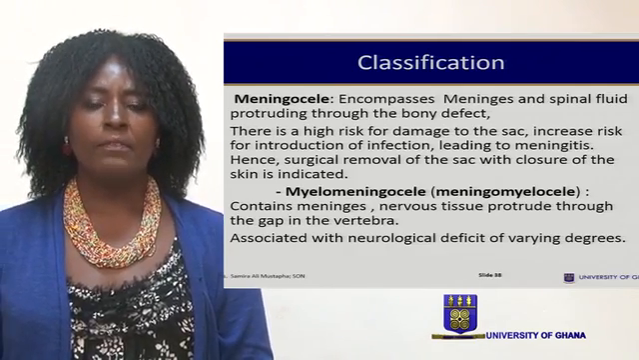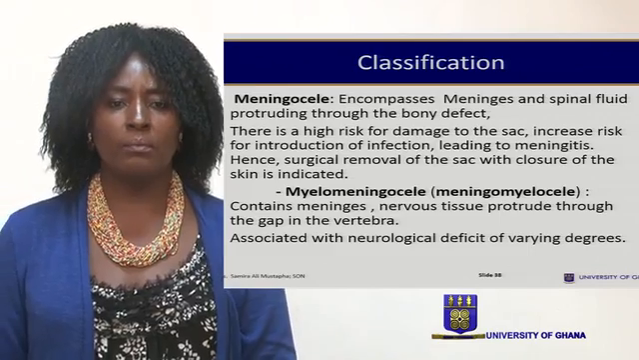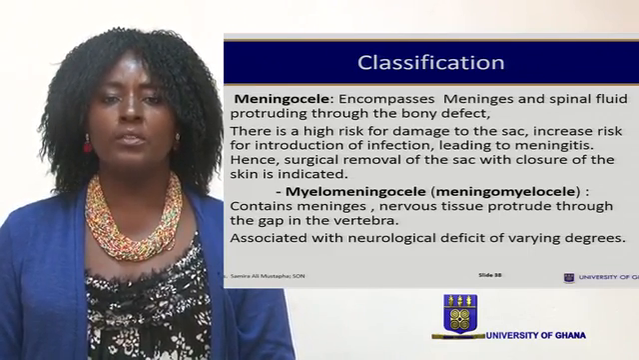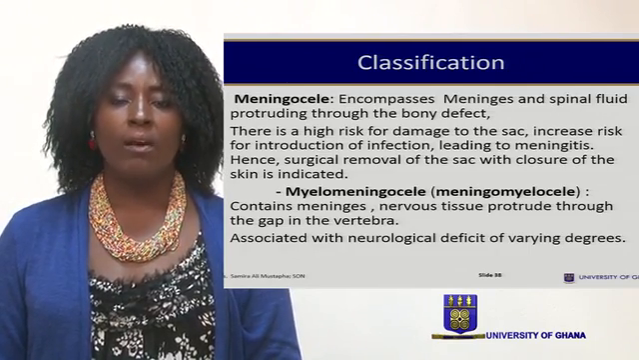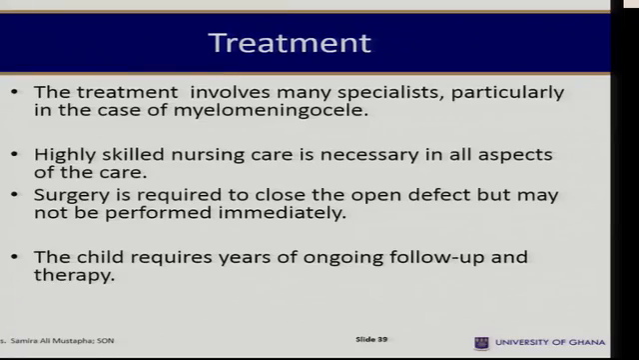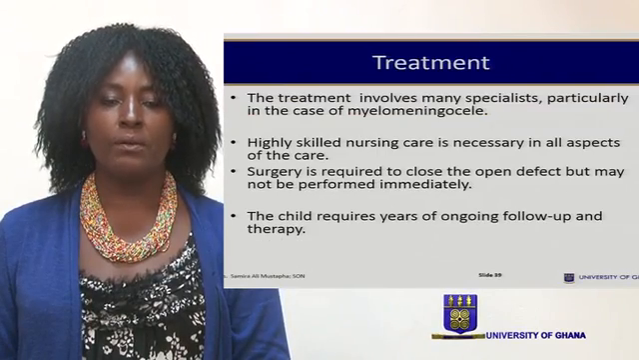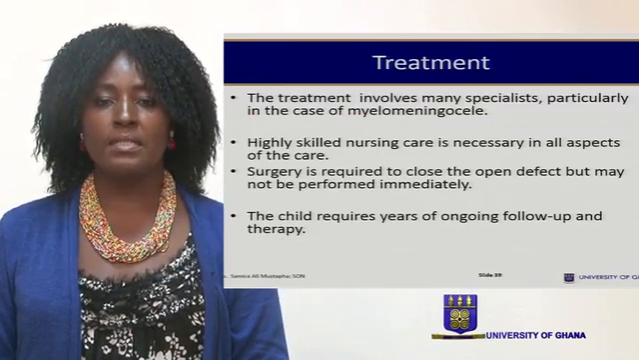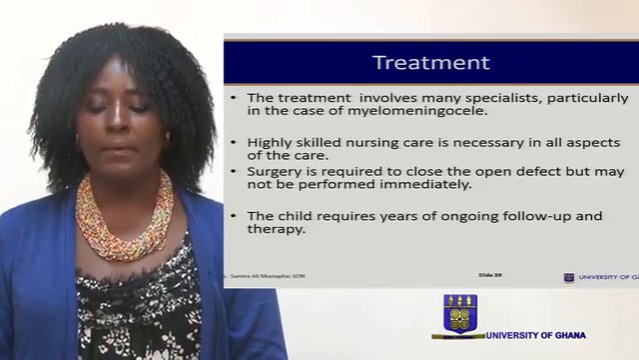Here you have the meninges and the nervous tissue protruding through the vertebral column, and it is associated with neurological deficits of varying degree. Anencephaly is also under this category. The treatment involves many specialists, the pediatrician and the neurosurgeon all come on board to work. And here we need advanced nursing skill to care for a child with neural tube defect or spina bifida. The surgery closes the defect, and then the child requires years of follow-up and therapy.